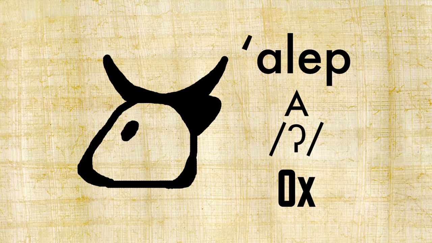Take this character of an ox, for example. The Phoenician word for ox was alep, which started with a sound called a glottal stop, represented here by the apostrophe, with both the name and the initial sound now assigned to the character, which was simplified into this shape.